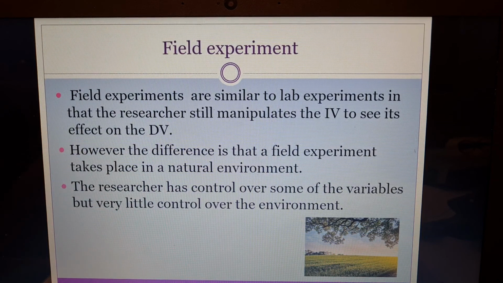Field experiments are very similar to lab experiments in the way they're conducted, and the researcher still manipulates the IV to see how it affects the dependent variable. But the difference between a lab and a field experiment is that a field experiment does take place in a natural setting for the participant. So it might be in a school, in a shopping centre, in a park, in a home, a nursery. It's a natural setting for participants. The researcher does still have control over some of the variables, but very little control of the environment, especially if it's conducted in an outdoor setting.